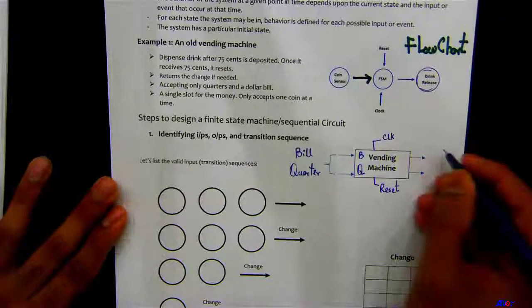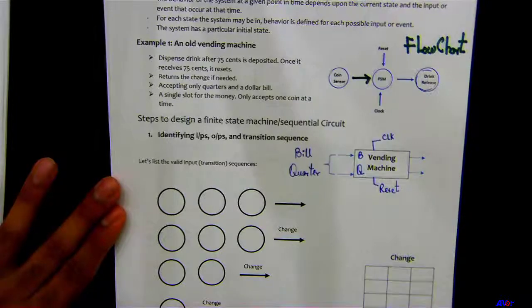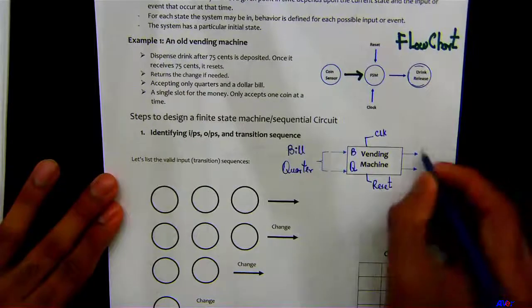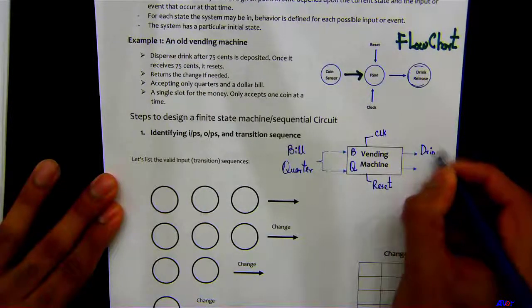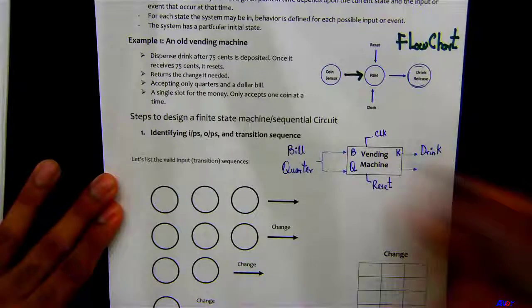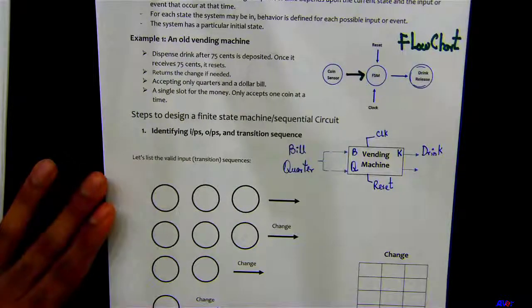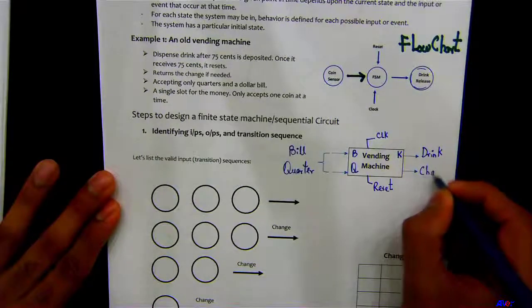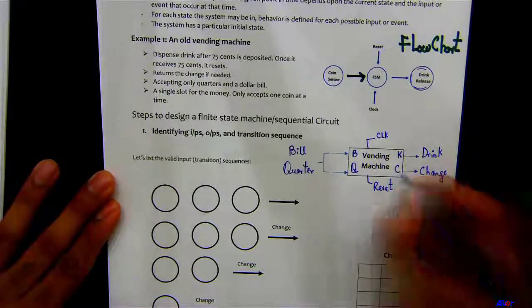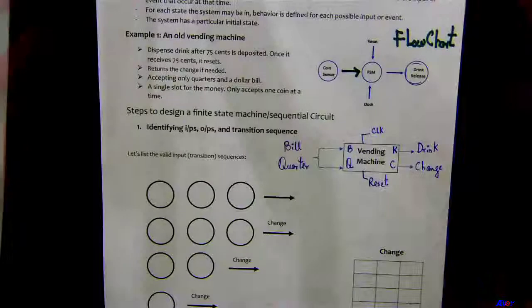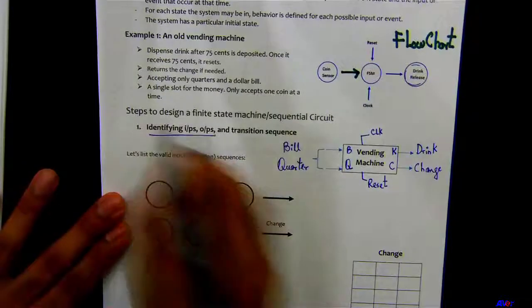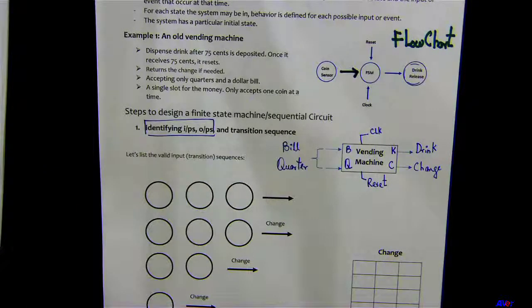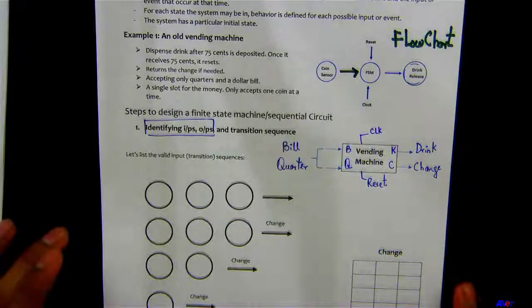What are the outputs here? One of the outputs is definitely drink, correct? I'm going to use variable K for drink. What's the other output right here? Yeah, the change, correct, thank you. So change, and I'm going to use C for change. Now we have identified our inputs and outputs. Let's now move on to the transition sequence.